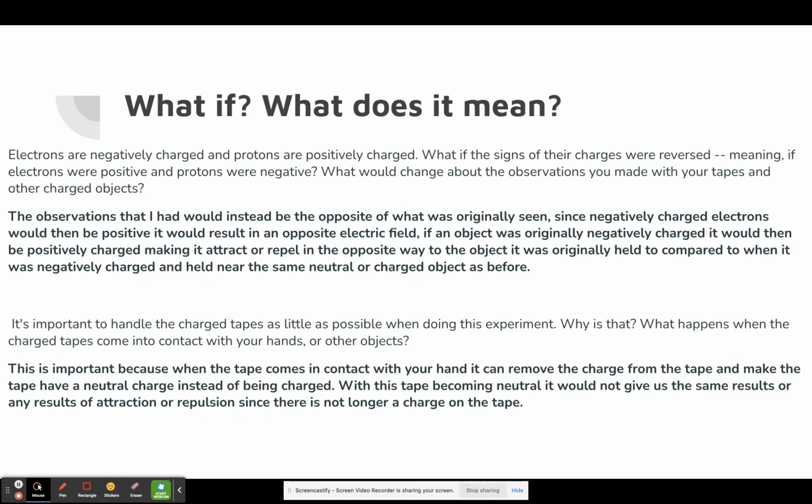It's very important to handle the charged tape as little as possible. When the tape comes in contact with your hand, it removes some of the charge from the tape and makes it neutral instead of charged. Since the tape would not be as charged as it could have been, especially for our floating tape equation, it might give us a different distance they need to be apart before the tape begins to float, since it has less charge than it would have originally.